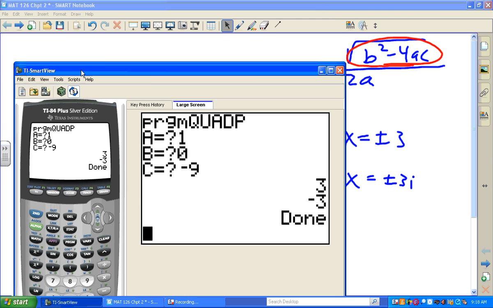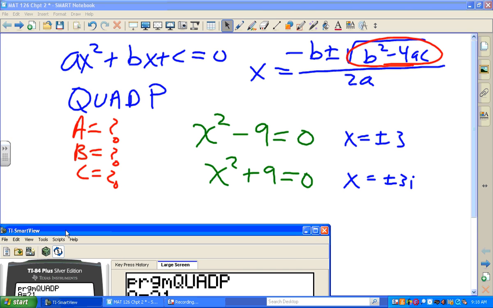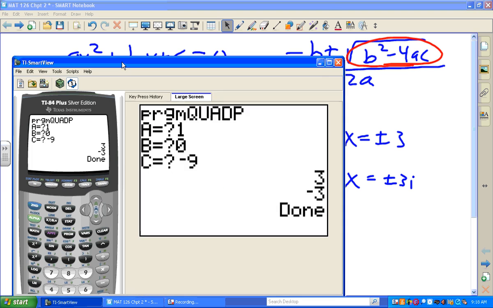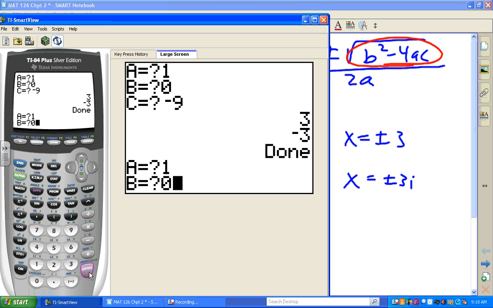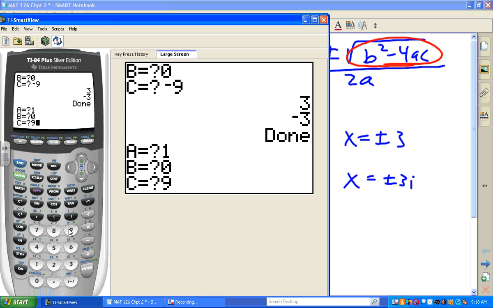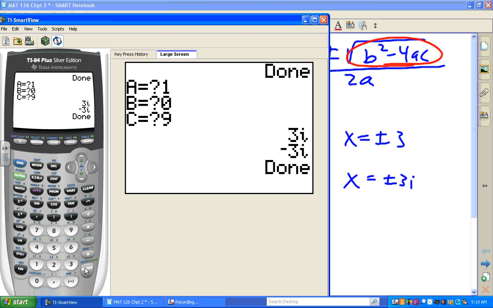Because in the quadratic, the number in front of the x squared is 1. There is no number in front of the x, so I put 0. And C is the number by itself. Now I'm going to try the other one. The 1, the 0, and the 9. I'll press enter. I got it worked! 3i, negative 3i. Sweet! Okay. Yeah, because the 82s don't have complex mode.